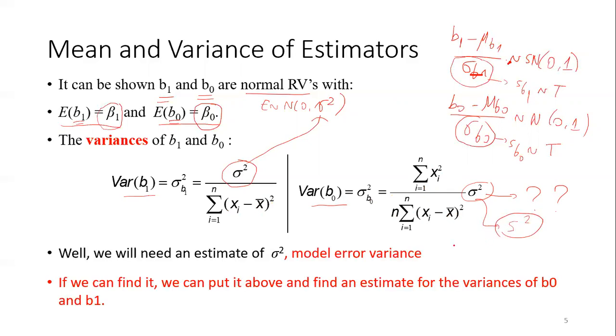So how to estimate this s squared? That's the question. If we are able to estimate s squared, then we can just put it here and estimate the variance of b0 and b1, and then use these formulas here.